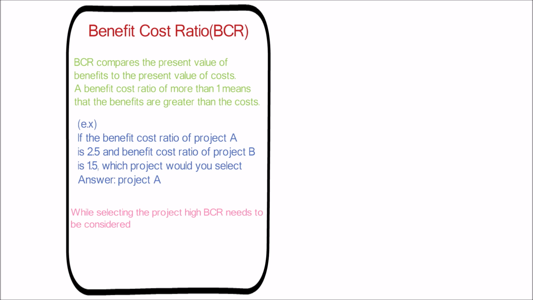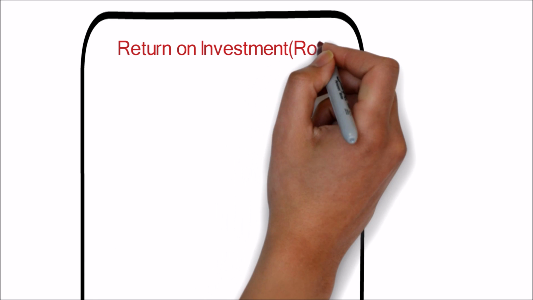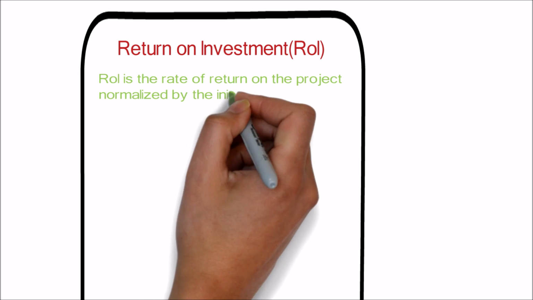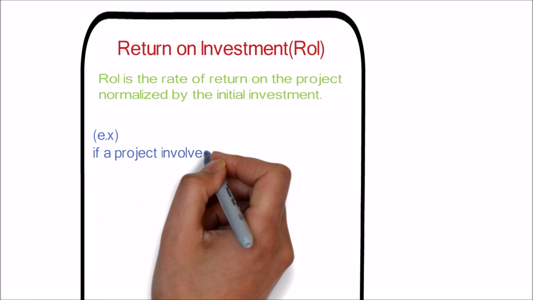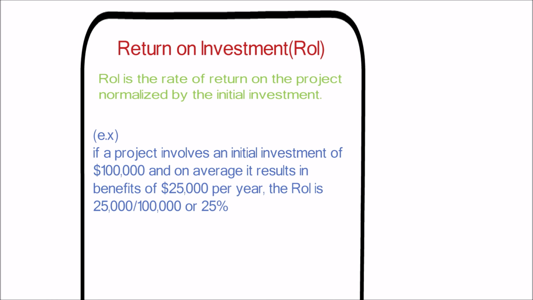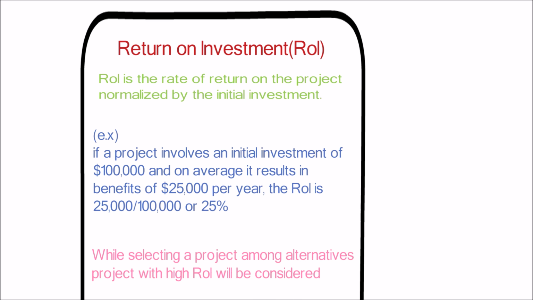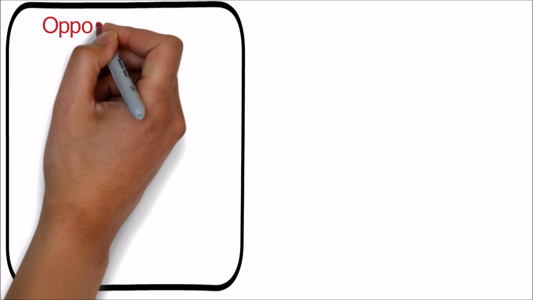Return on investment. ROI is the rate of return on the project normalized by the initial investment. Example. If a project involves an initial investment of $100,000 and on average it results in benefits of $25,000 per year, the ROI is $25,000 divided by $100,000, which is 25%. While selecting a project among alternatives, project with high ROI will be considered.